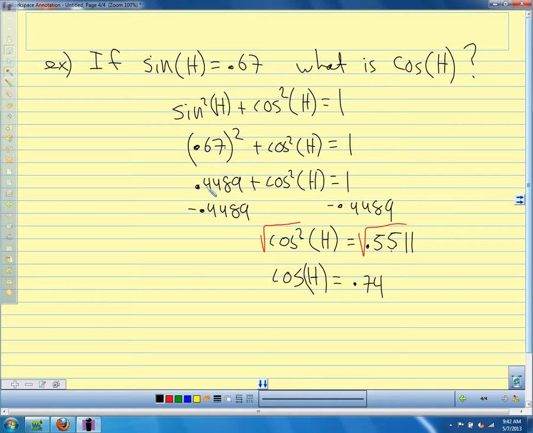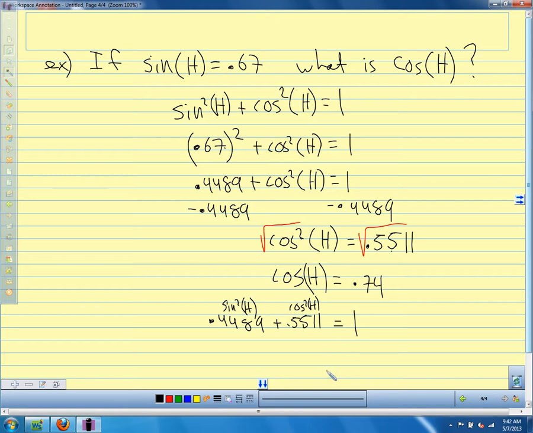And let's look at this. This is sine squared, 0.4489. That's sine squared. 0.5511 is cosine squared. If I add those together, I get 1. Sine squared h plus cosine squared h equals 1.